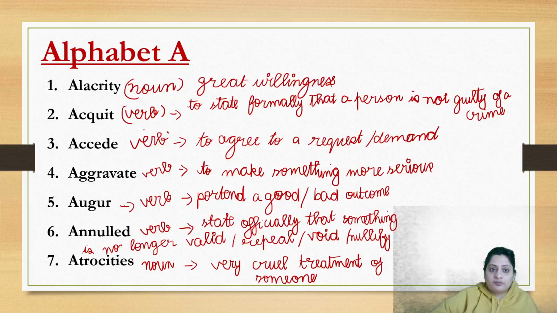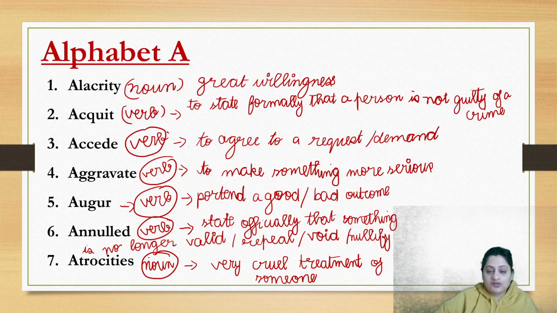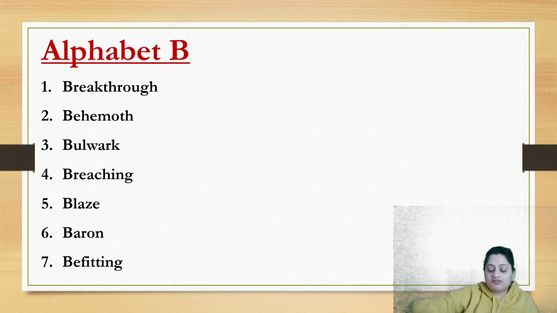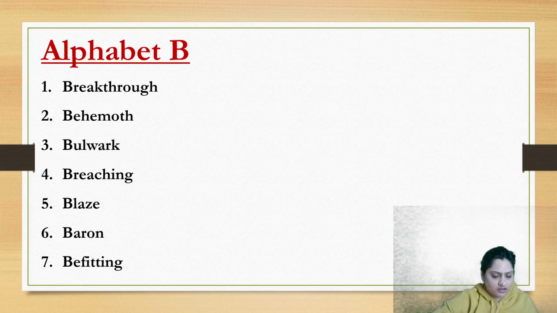And see, when I'm putting these 7 to 6 words for each alphabet, you just take a note of how many you actually knew earlier only. Out of 7, how many you did know originally from the editorials that we do. Okay. Alacrity, acquit, accede, aggravate, augur, annul, and atrocities. Next, I will move to the alphabet B. Here also you can see 7 words, which are again very, very common ones. Very quickly we'll go through these.